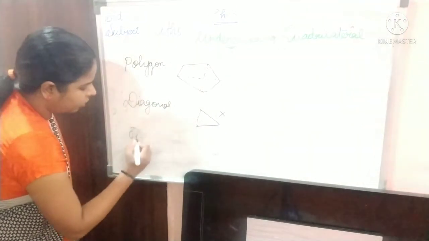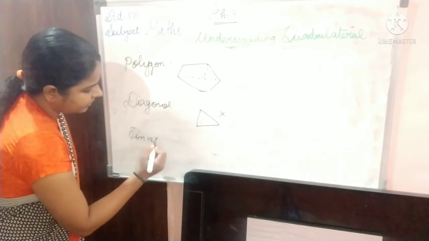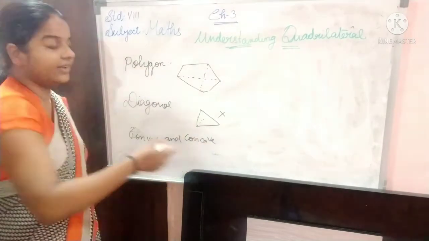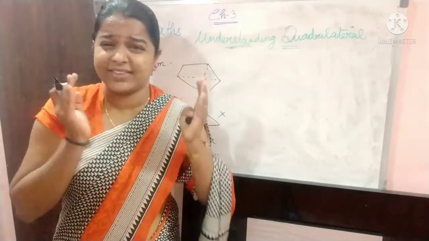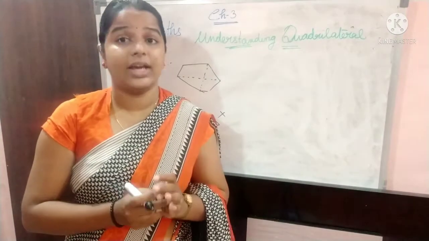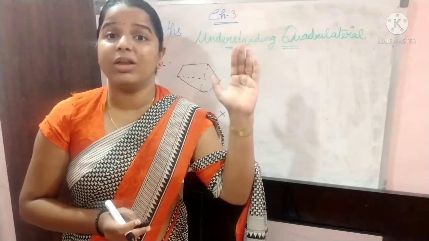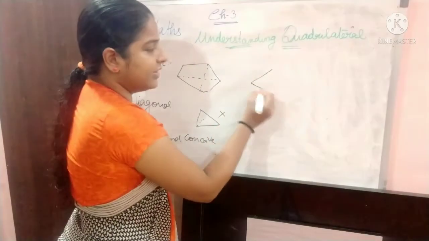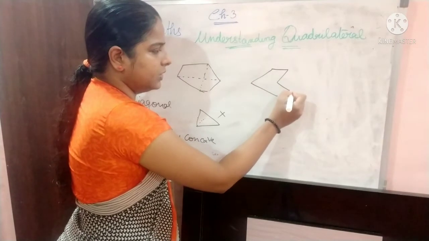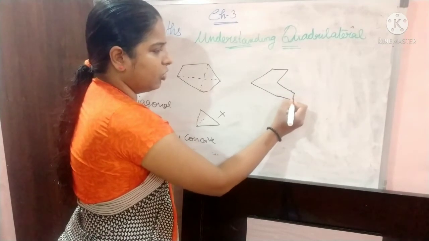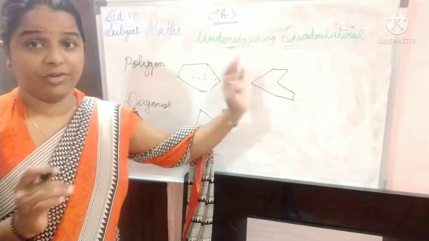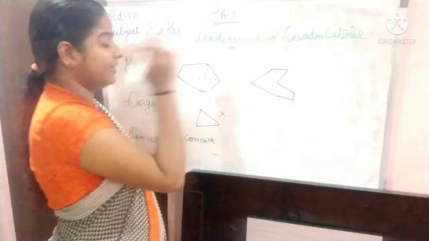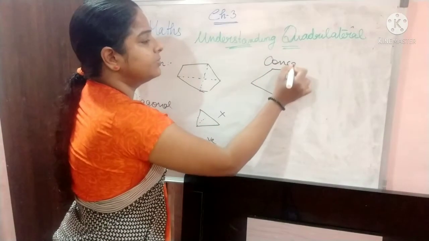Now we are going to move on to the topic of convex polygon and concave polygon. In science you had read about the concave and convex mirror. The same thing we are going to do. Concave means the polygon's vertices are inward. For example, if this is the polygon, you can see this is also a polygon. It has the concave shape. This is inward. The vertices are joined inward. This we are calling a concave polygon.